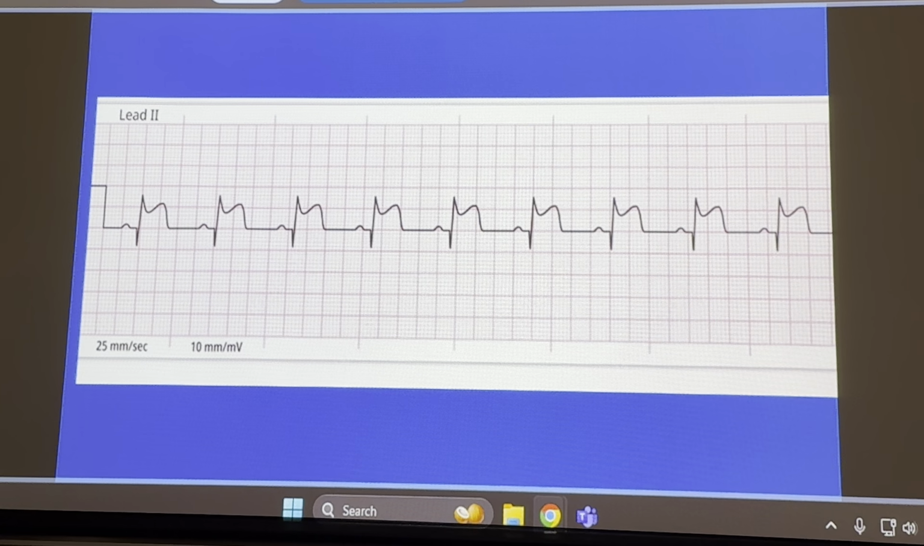What kind of things are we gonna do for this? An ECG in 10 minutes. ECG in 10 minutes. Okay. What else? Aspirin, morphine, oxygen. Okay. Good.